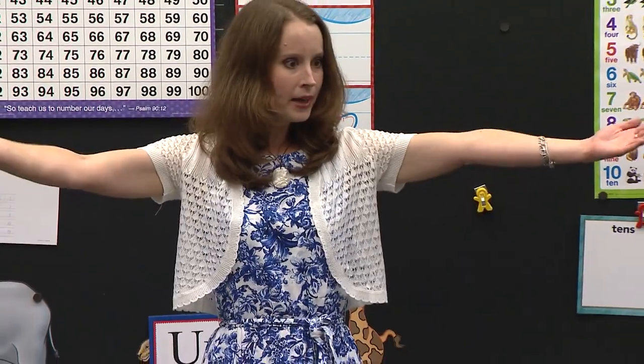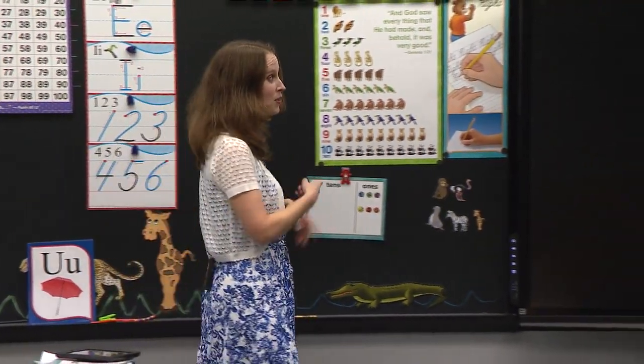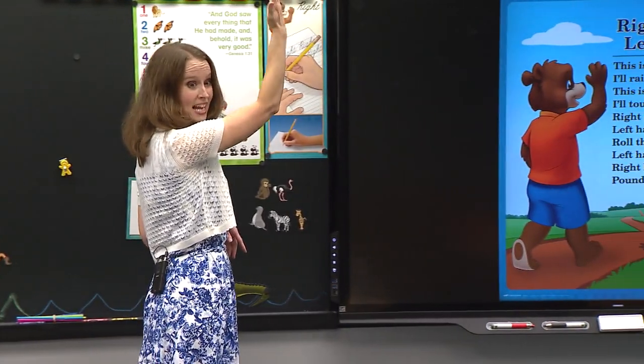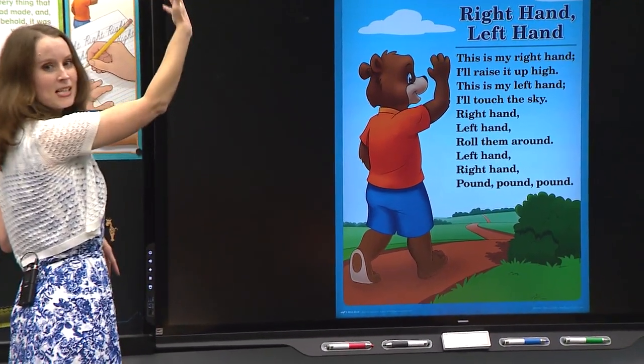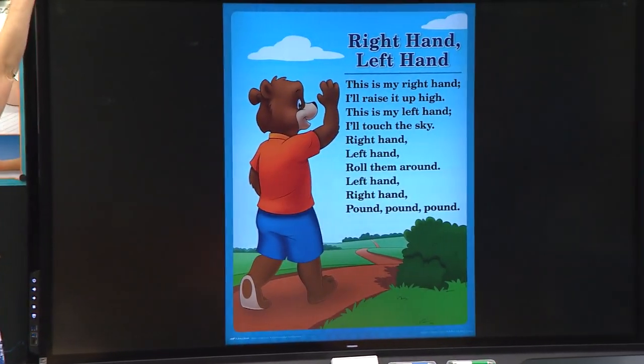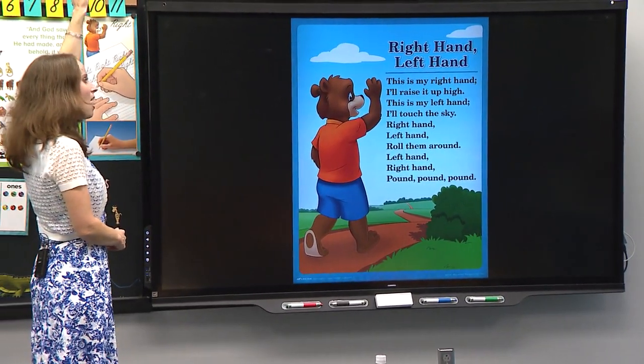Students watching, we're going to be working together to figure out which hand is which. Sometimes we need to know what's the hand that we write with, and I've got a poem on our screen that is going to help us know the difference between our right hand and our left hand. Listen carefully. This is my right hand, I raise it up high. This is my left hand, I'll touch the sky.